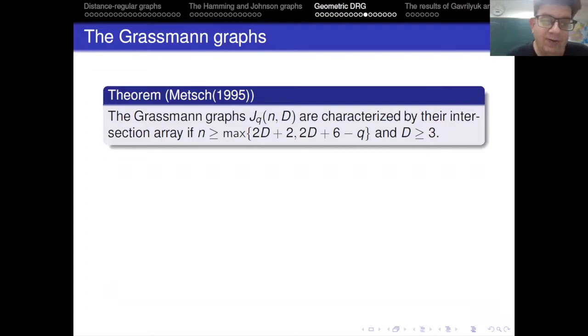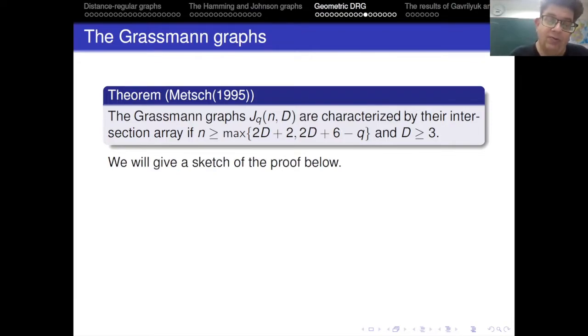So in 1995, Klaus Metsch showed the following theorem. The Grassmann graphs J_q(n,d) are characterized by the intersection array if n is at least the maximum of 2d+2 and 2d+6-q. This gives, if q is small, then you have to have a little bit larger lower bound for n, so if q is 2 or 3, you need a little bit larger lower bound. You also need the diameter to be at least 3, because for diameter 2 there are many.